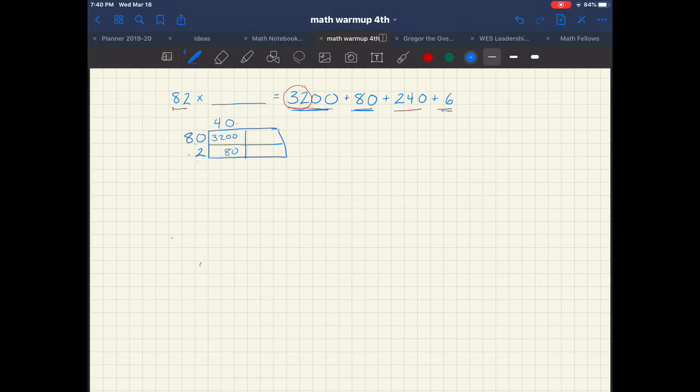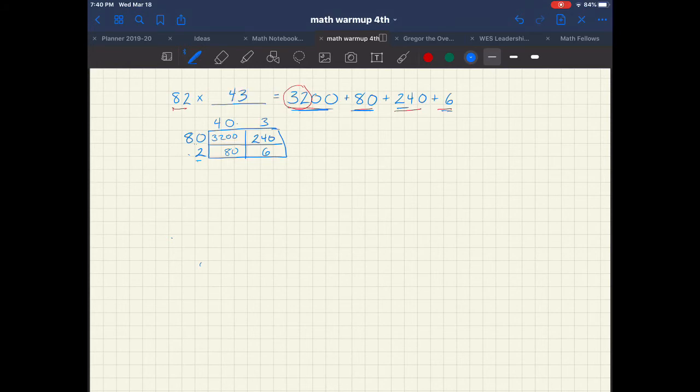So, the 6 goes with this 2. 2 times 3 is 6. And 80 times 3 is that 240. 3 times 8 is 24. And then I can place that 0. So that, doing this, we do match up all 4 of our numbers in the problem. So I think it's 43.